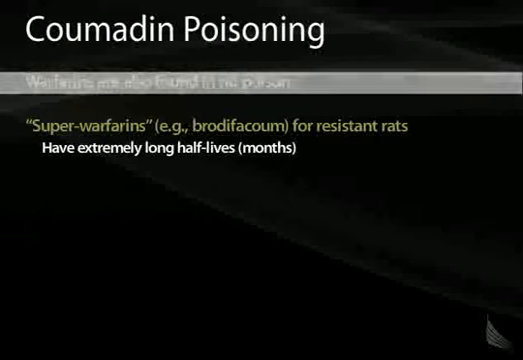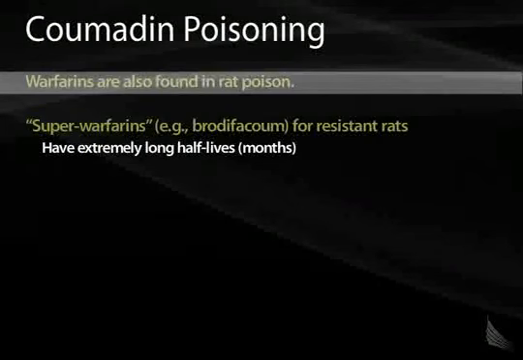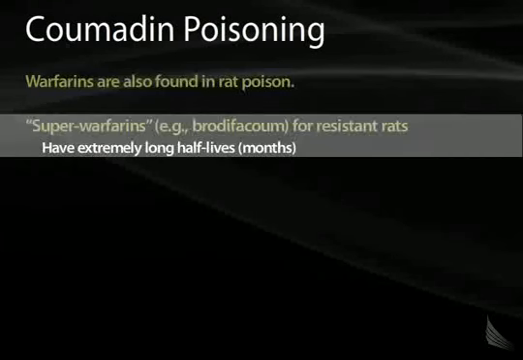It's important to remember that Coumadin and warfarin is also found in rat poison. And remember that there are super warfarins that are present in rat poisoning that have very long half-lives.